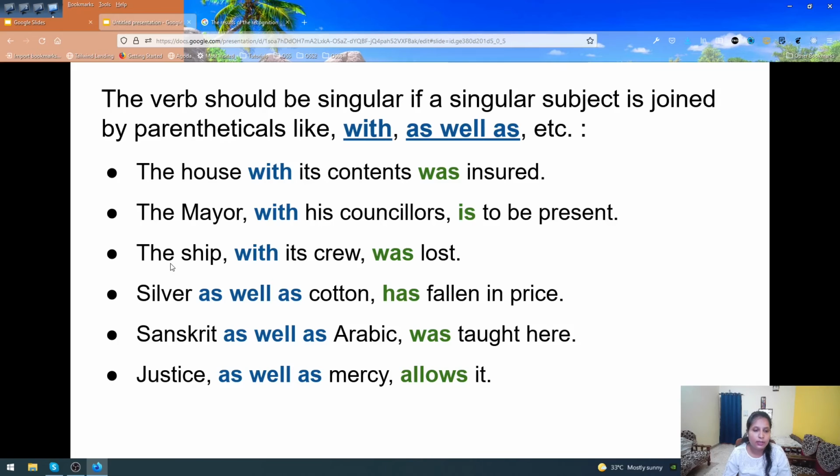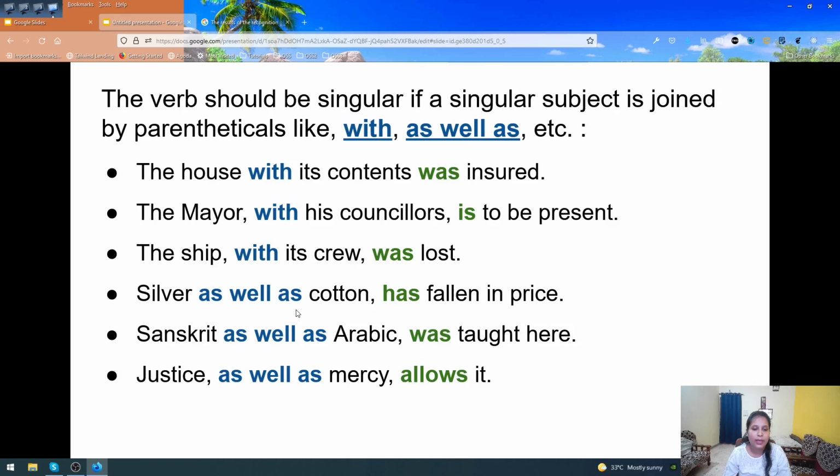And the third sentence is the ship with its crew was lost. So here we are talking about the ship and all the people who work in that ship, that is crew. And they are connected with this word with. So as these two nouns are connected with this word with, we have used the singular form of verb, that is WAS. The ship with its crew was lost.